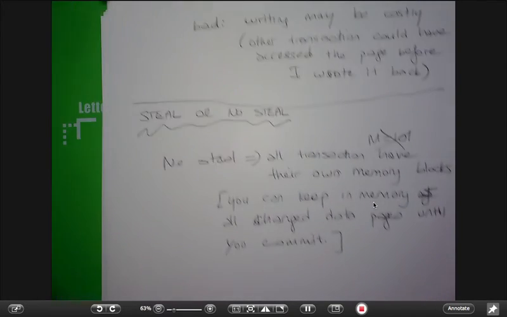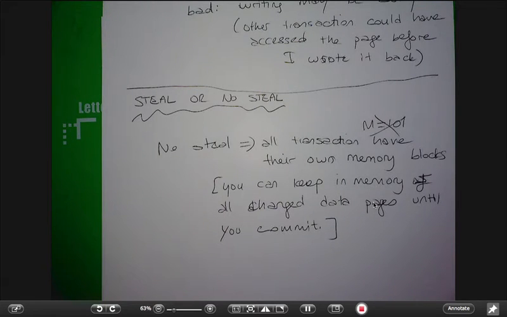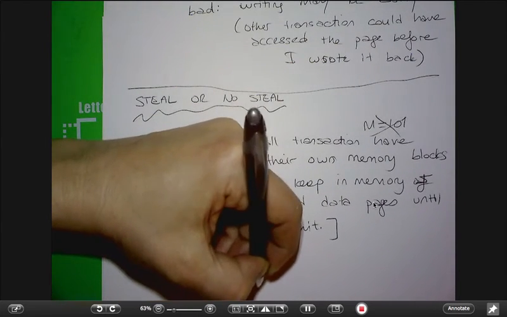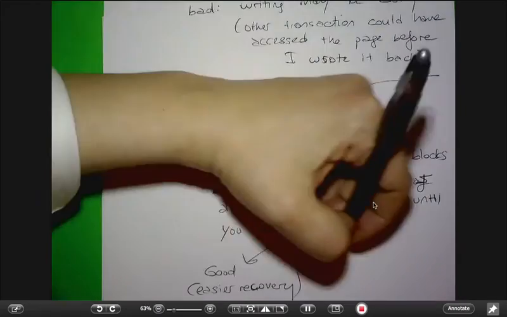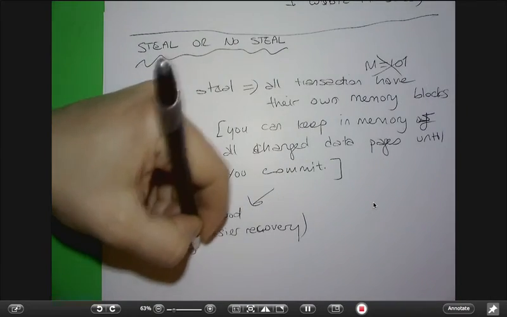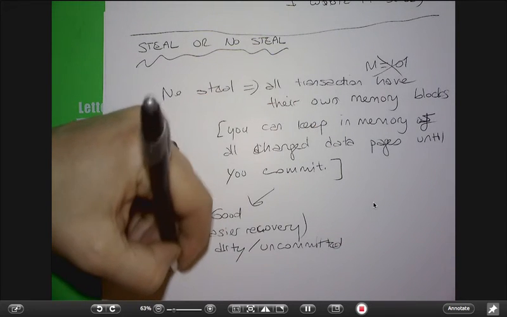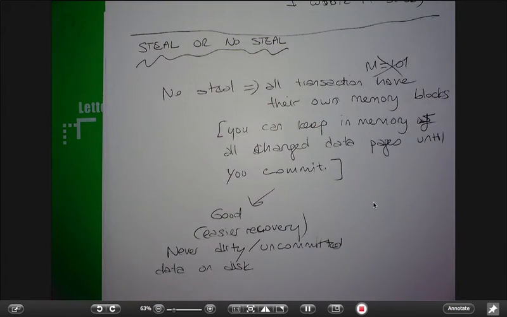So no steal is kind of nice because recovery is very, very simple. When you have a crash, you never have to check if something was written and then has to be undone, because it will only be for transactions that are committed or were committing. So the good means easier recovery, because there is never dirty, uncommitted data on disk. But the bad is that you're basically able to use memory less efficiently.